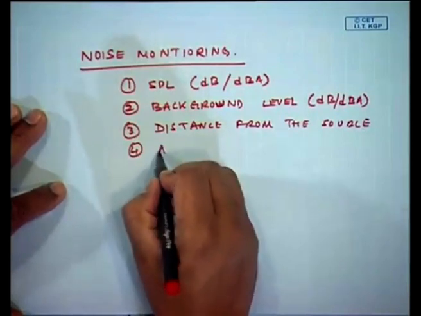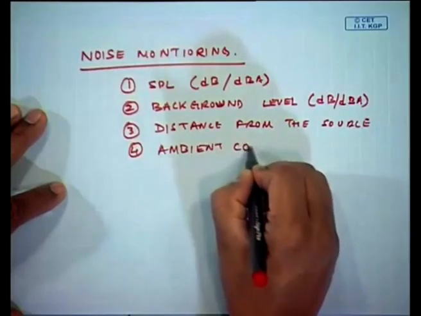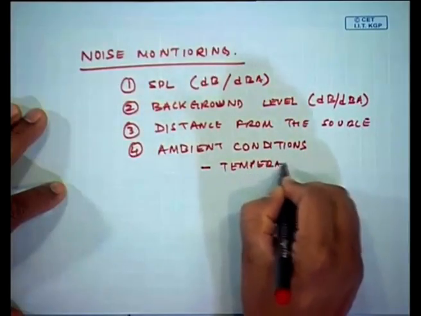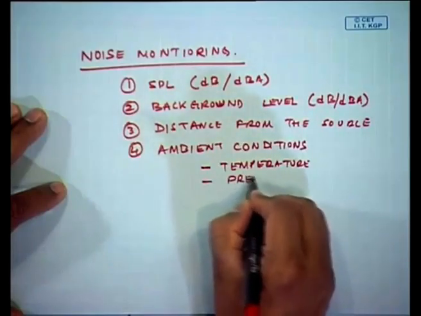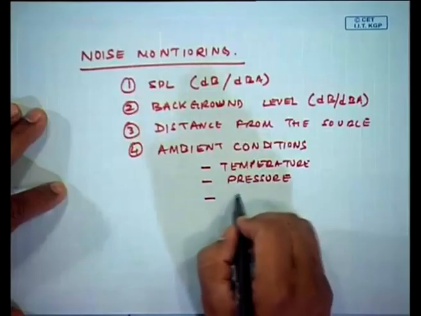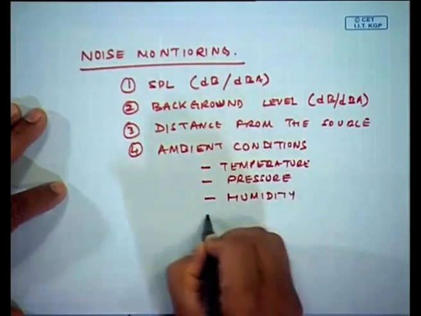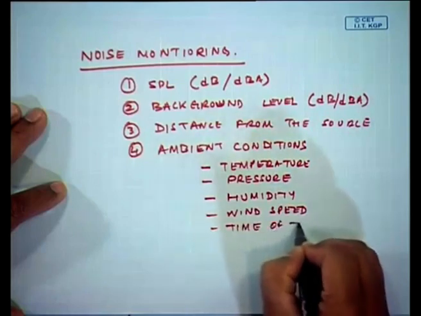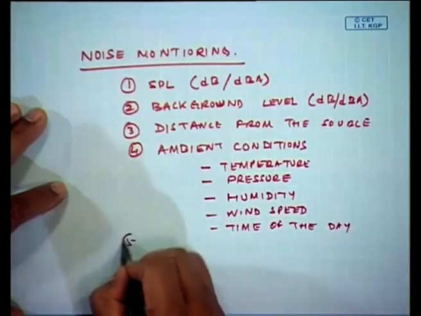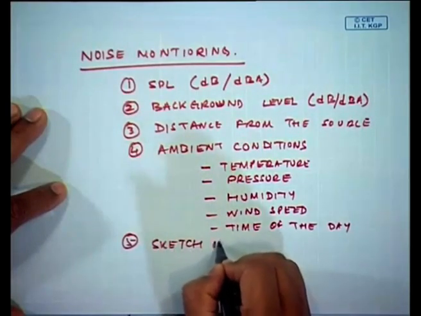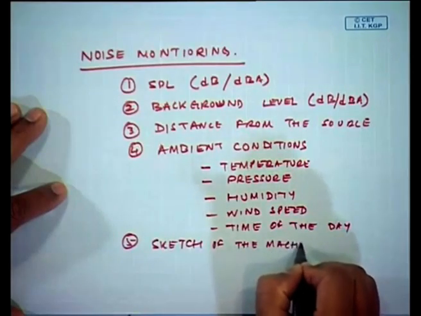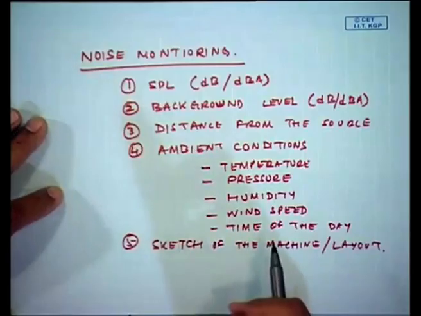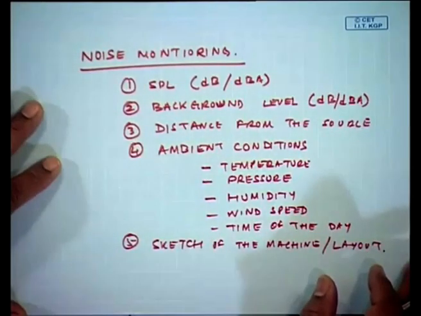Number 4 is the ambient conditions, that is temperature, pressure, humidity, wind speed, of course, time of the day. Then a sketch of the machine or the layout. Okay. So, for every machine I could be doing such measurement and keep it on a record.